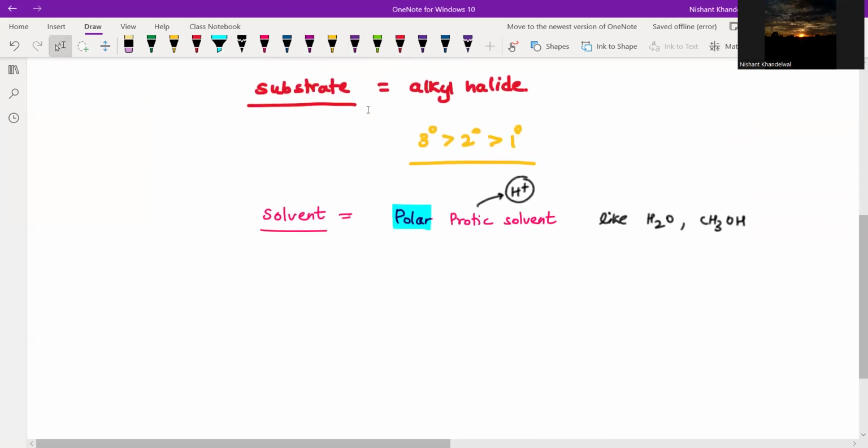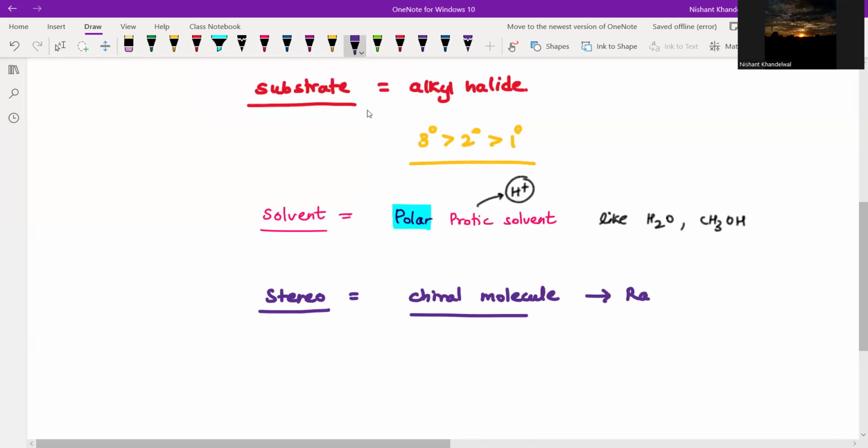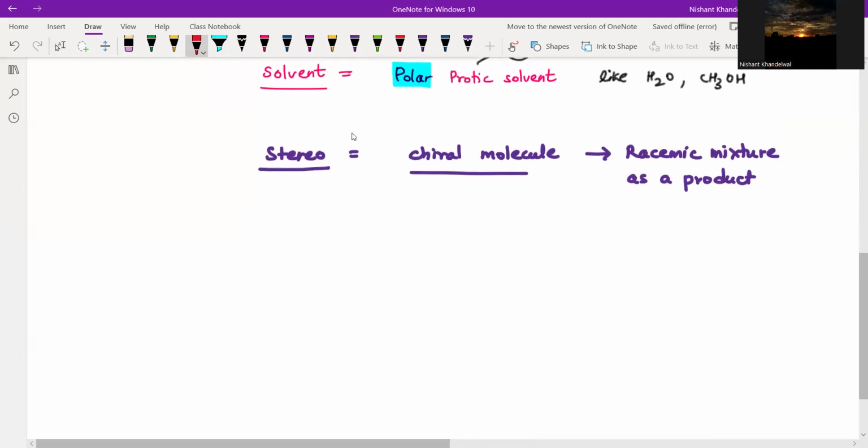And talking about the stereochemistry of this reaction. So generally, it has been observed that if we start with a chiral molecule or chiral substrate, we will get a racemic mixture as a product. Racemic mixture, yes. So we will discuss it later, and for the rest, let us see what happens in the reaction. You all will be waiting to see the reaction.